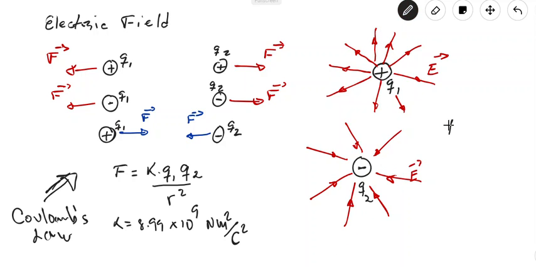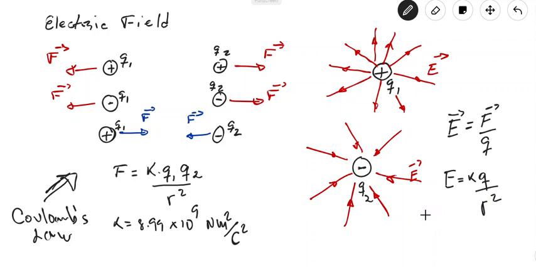Now if we want to find the magnitude of this electric field, we know that the magnitude of the electric field equals the quotient between the force and the charge q. So we can say that the electric field equals Kq over R squared. This is the formula to calculate the electric field at a distance r from a point charge.